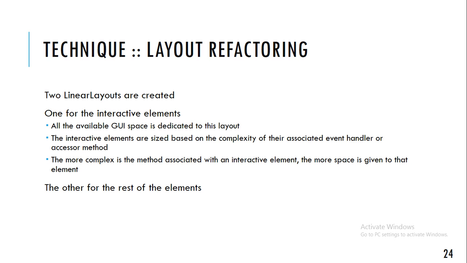The first layout stretches to fill all the GUI space, and the GUI space is divided between the interactive elements based on the complexity of their associated event handlers or accessor methods. The second linear layout, which contains the non-interactive elements, is actually invisible, or its size is set to 0. This means that the widgets whose code is more complex have a greater share of the GUI space, and those with less complex code have smaller size.